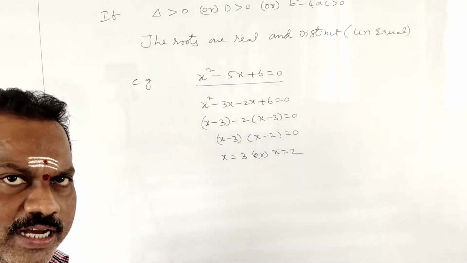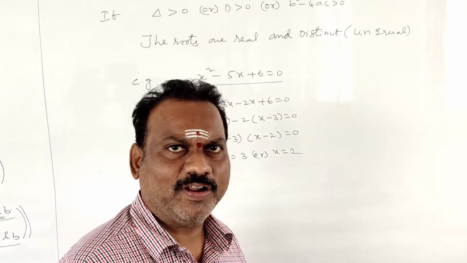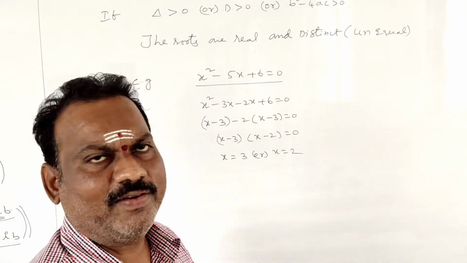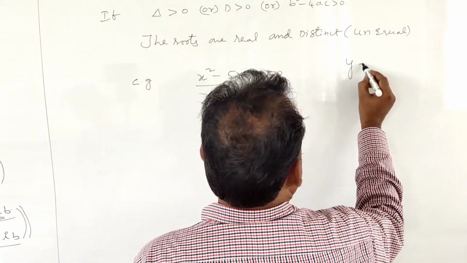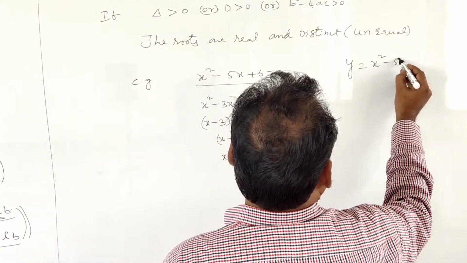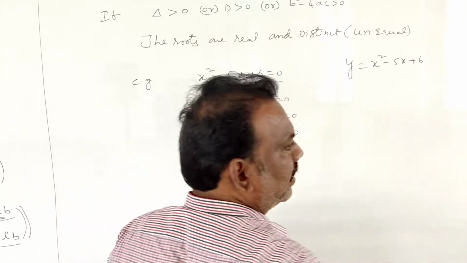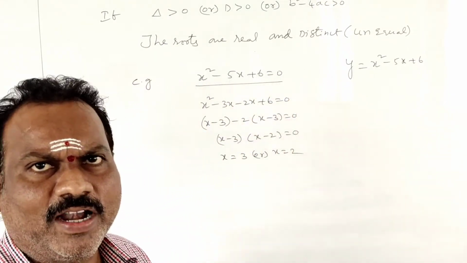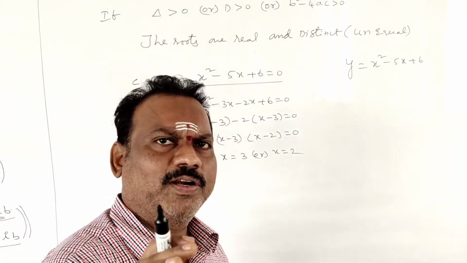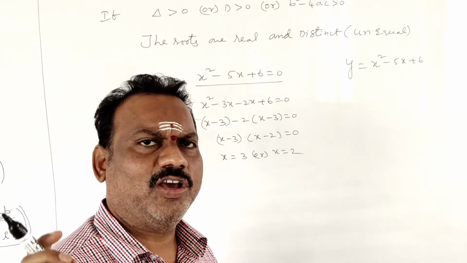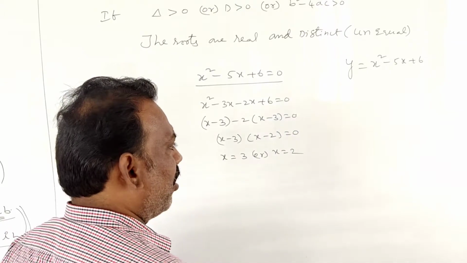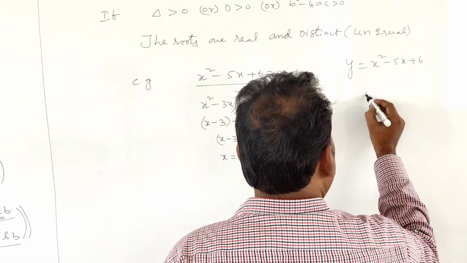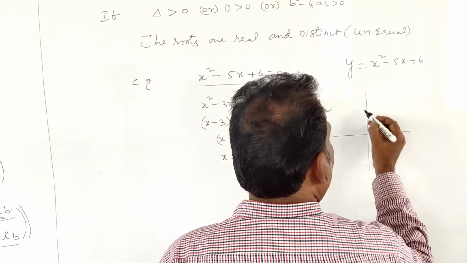And also you know the graphs. You did this kind of graphs in SSLC. When given this quadratic equation, they will give it as y is equal to x square minus 5x plus 6. At that time you prepare a table and put input values for x. You put different values and then you get the y value. For all the values, if you draw, you will get a graph like this.